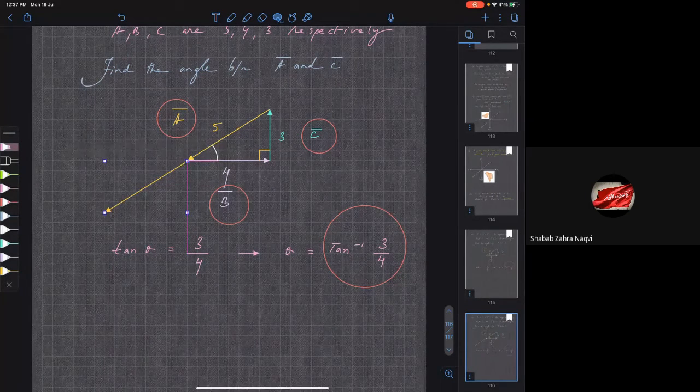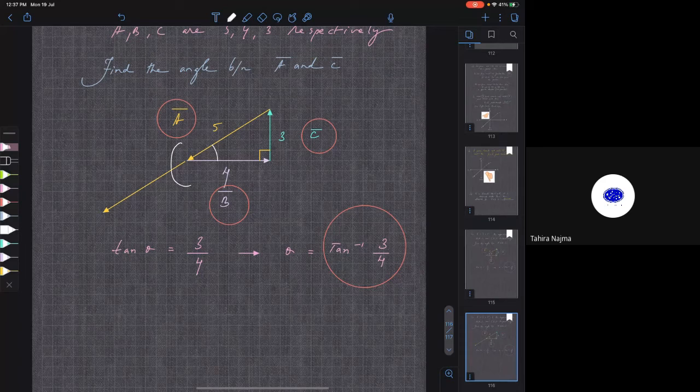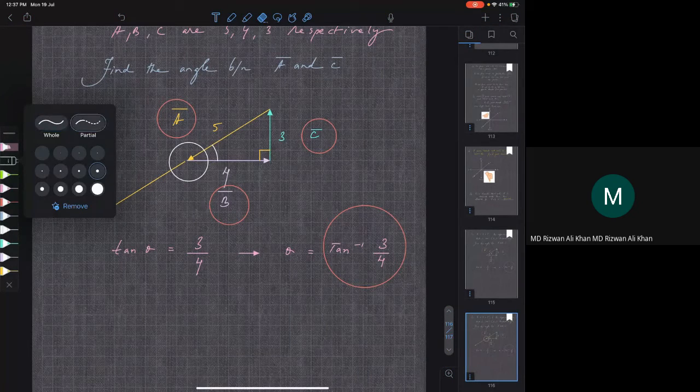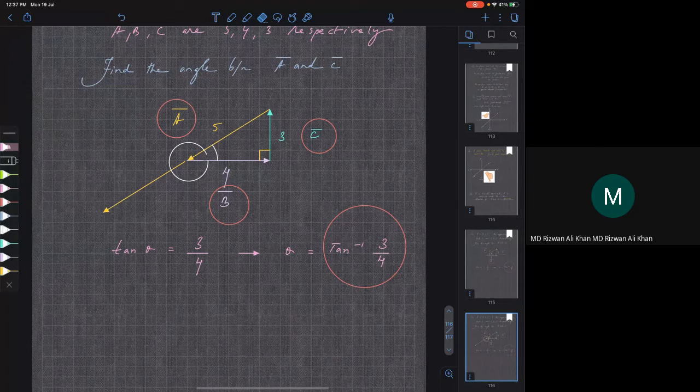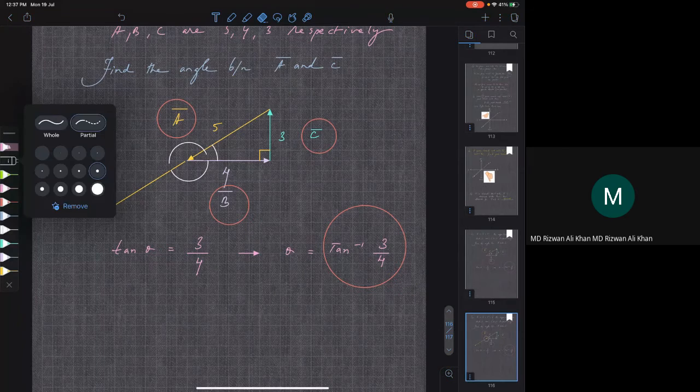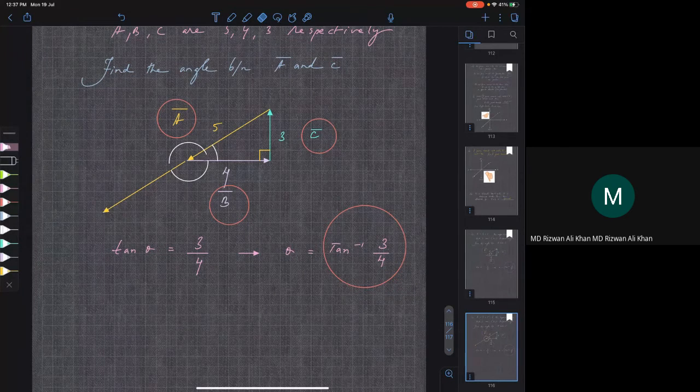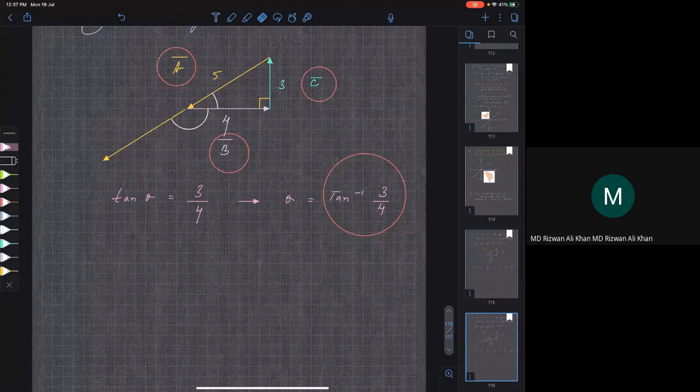Tell me. 180 minus 37 degrees. Yeah, 180 minus 37. That is the answer. So this is the angle. Are you getting my point? So this should be the angle. So what is your answer? 153. So this is your theta.